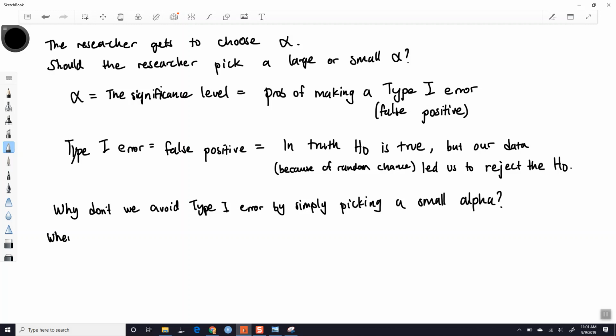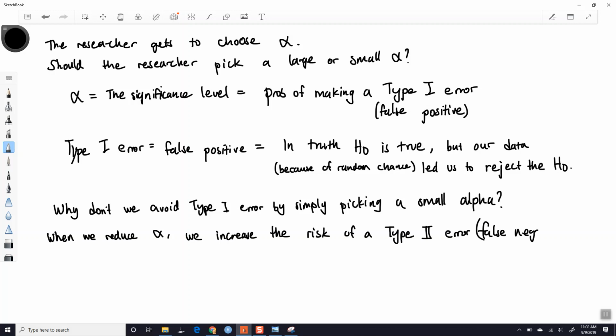So when we reduce alpha, we increase the risk of a type 2 error, a false negative. And so we have beta. Beta is the probability of making a type 2 error.